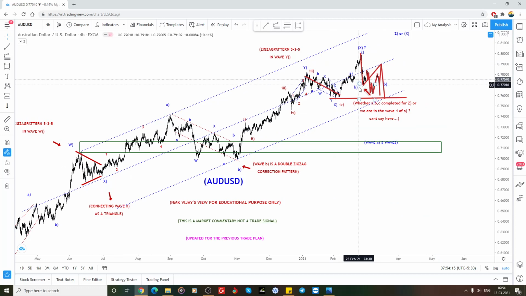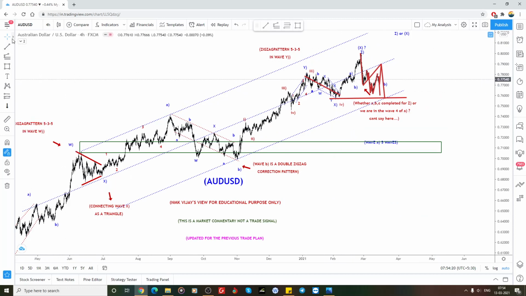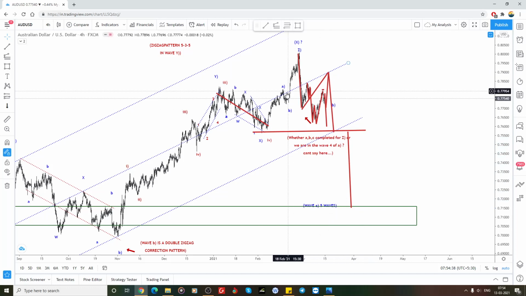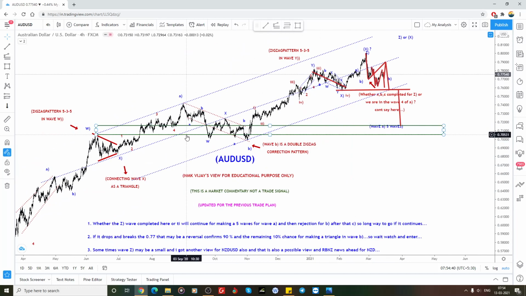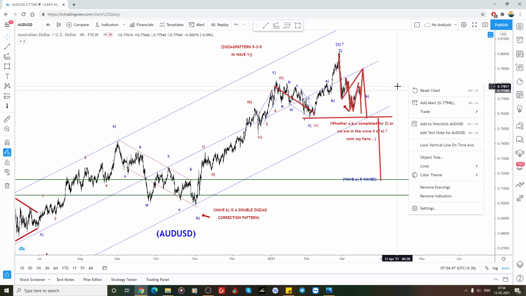same wavelength from here, you just measure here like this. I'm expecting only if it breaks this neckline. So it can break and retest, and then again it can continue. Otherwise it can retest this zone again, this intermediate line, the channel intermediate. After that I'm expecting a downside.